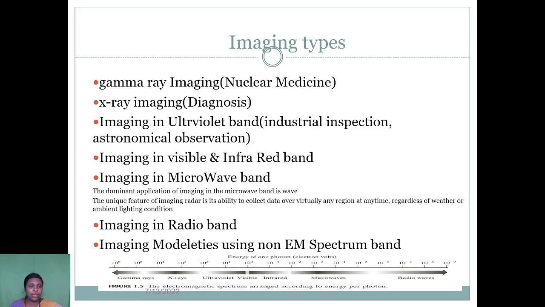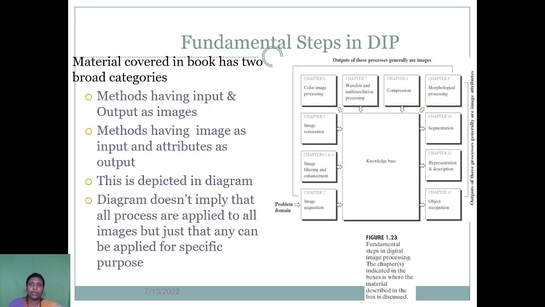Imaging in the radio band, imaging modalities using non-EM spectrum. Here, this is the gamma rays, X-rays, ultraviolet, visible, next infrared, microwaves and radio waves. These are the electromagnetic spectrum arranged according to energy per photon. And what is next?